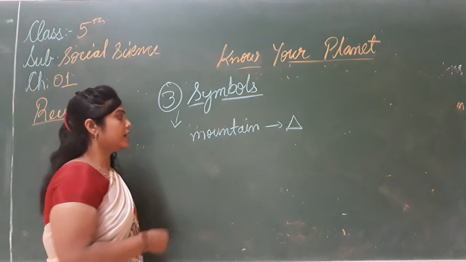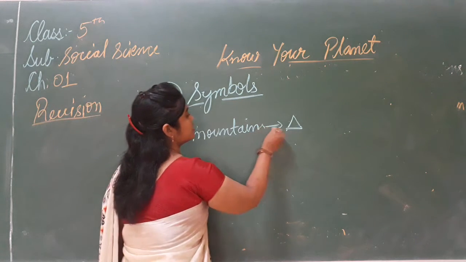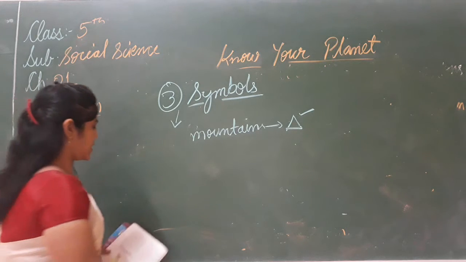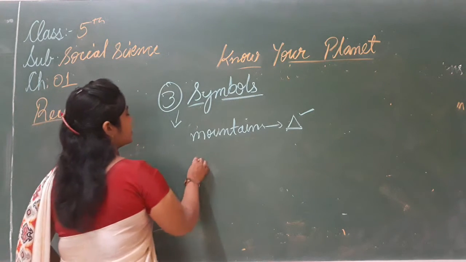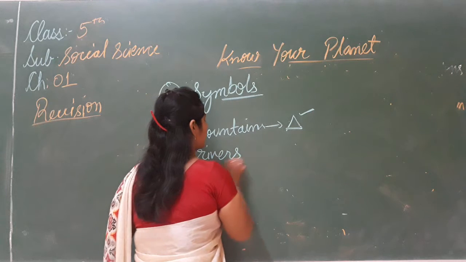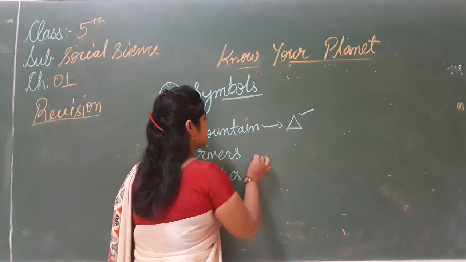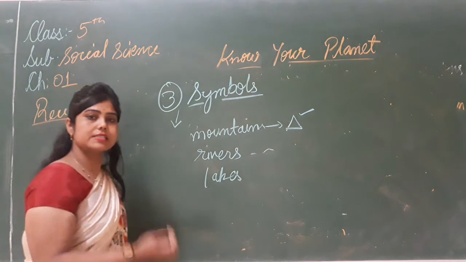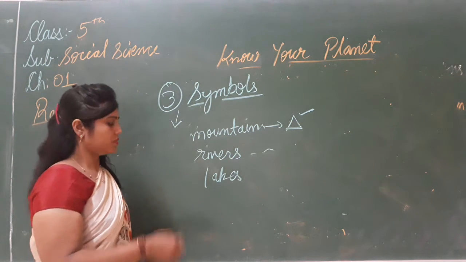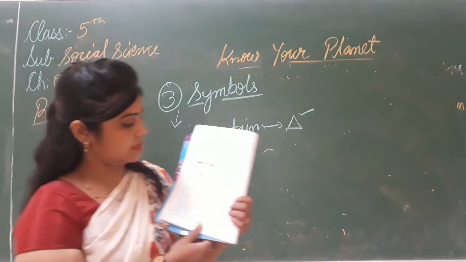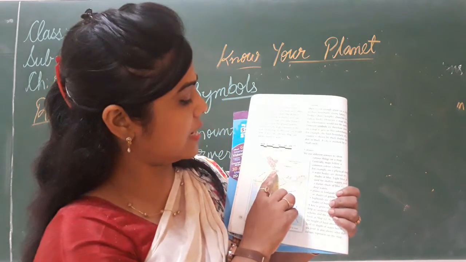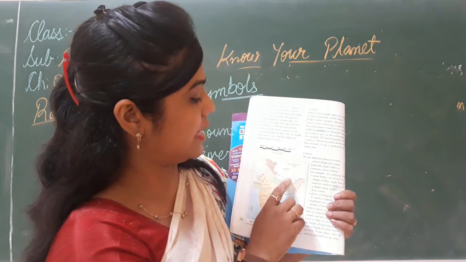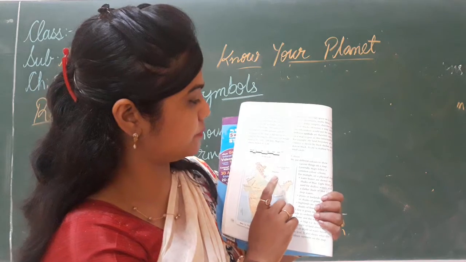The map is very small. So we use this symbol to show the mountains. And there are symbols for rivers and lakes. So those are the symbols that we use in a map to understand the map. Okay, so what are the symbols? See, these red ones show the mountain range. See, these are the symbols.